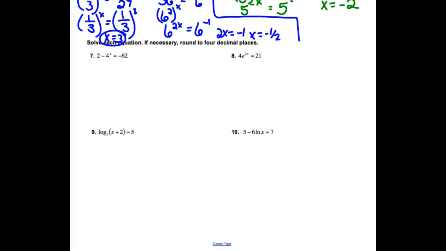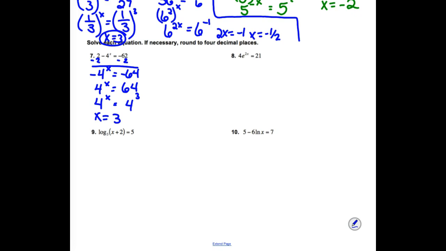Our next section is solving exponential and log equations. It does say, if necessary, round to 4 decimal places. For our first one, we have an exponential equation. We are going to subtract 2 to the other side. That gives me -4 to the x being -64. I then divide out a -1, so I have 4 to the x equaling +64. And then using the same idea we had in the first 6 questions, finding a common base. 64 is the same as 4 cubed, so 4 to the x equals 4 to the 3rd. x would have to be 3.